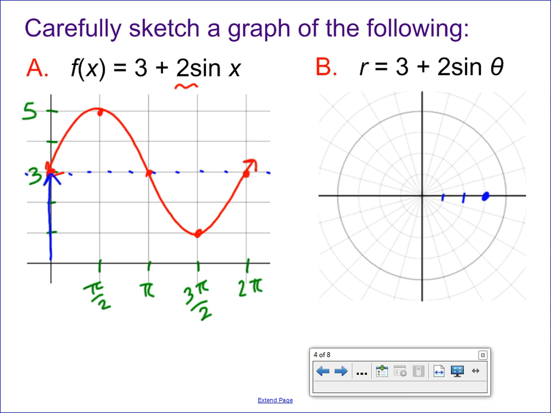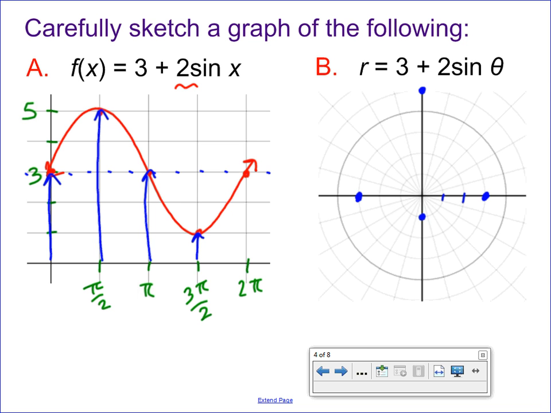Now let's spin pi over 2 radians, and we're going to plot the magnitude of 5. Can we do that? You bet your boots. 1, 2, 3, 4, 5. Is that right up there? Are we good? Awesome. Just keep spinning, back at a rotation of pi radians. We're at 3. 1, 2, 3. At 3 pi over 2 radians, we're at 1. So here we are. And at 2 pi, we're back at 3. 1, 2, 3.